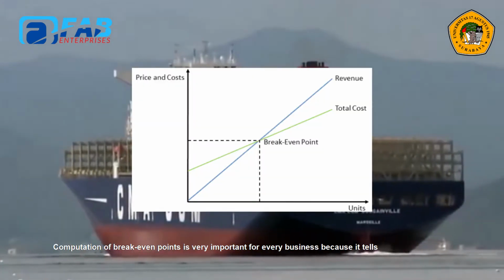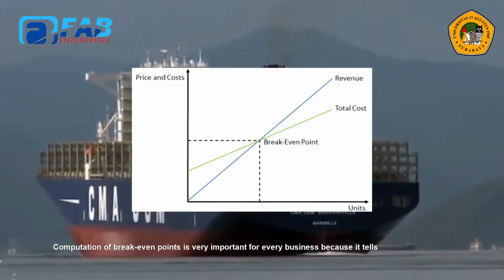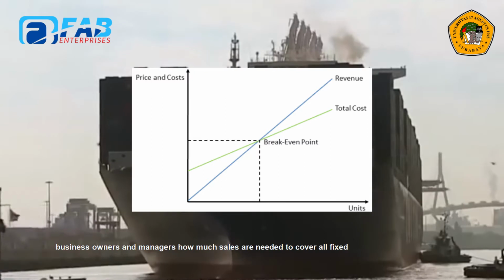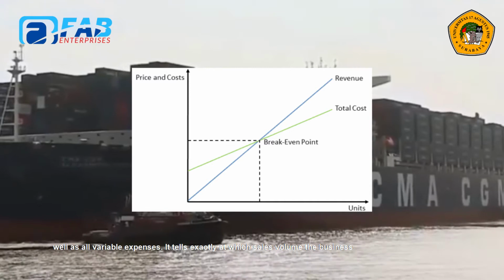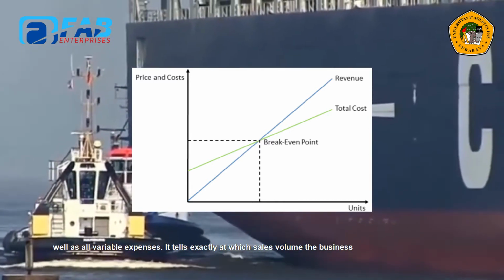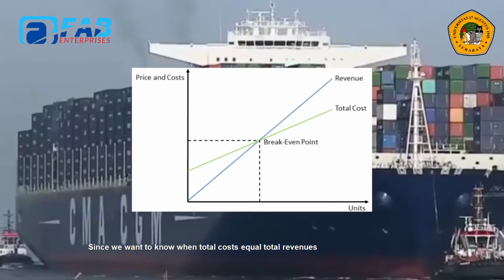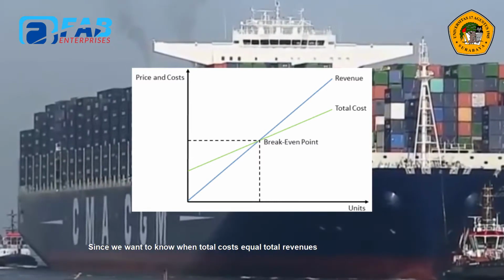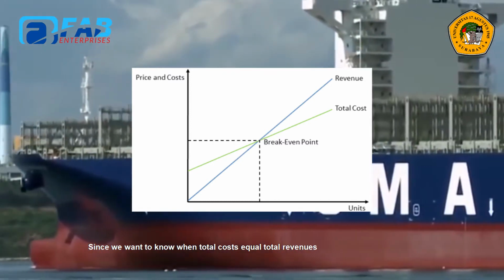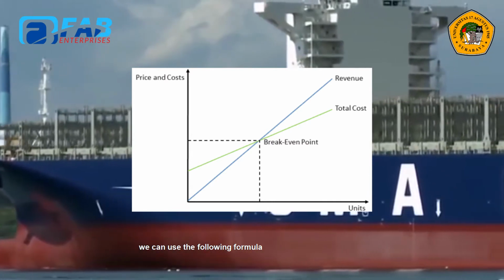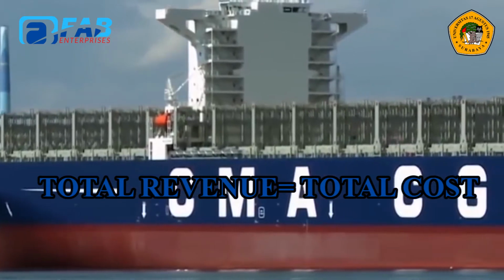Computation of break-even point is very important for every business because it tells business owners and managers how much sales are needed to cover all fixed as well as all variable expenses. It tells exactly at which sales volume the business will start generating profit. Since we want to know when total costs equal total revenues, we can use the following formula. Total revenue equals total cost.